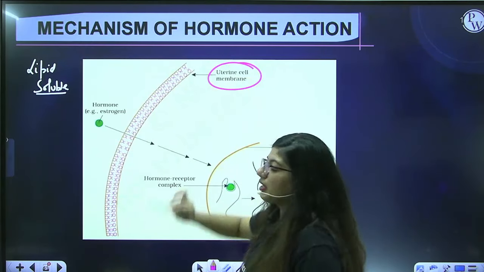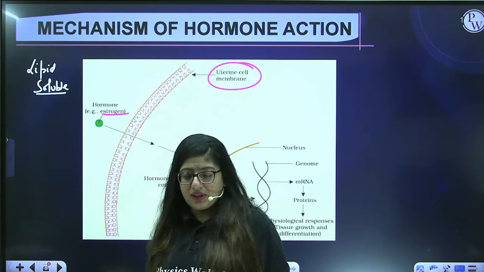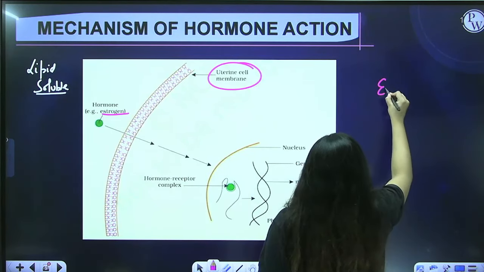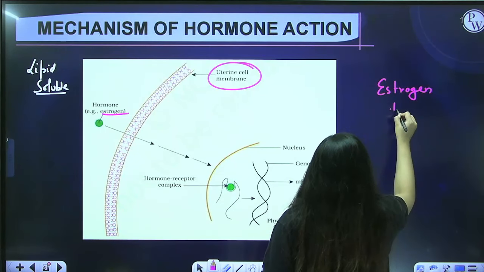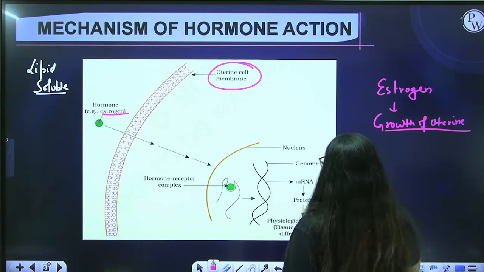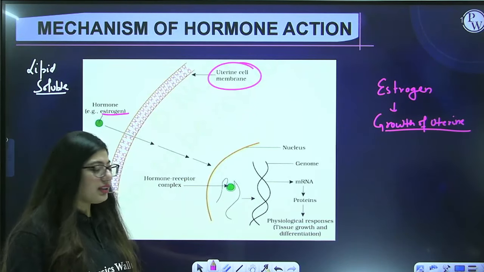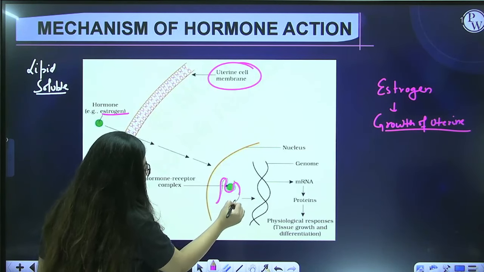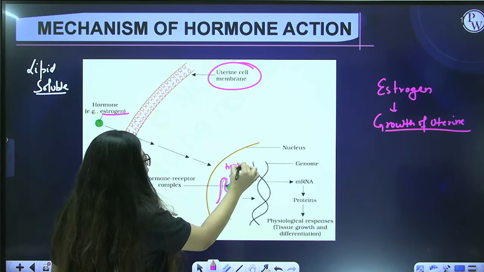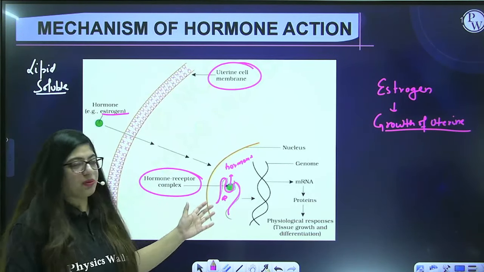Imagine this is a uterus and this is the uterine cell membrane and this hormone is estrogen. One function of estrogen is that it causes the growth of the uterine wall, by cell division. How will it do this? Because it is lipid soluble, its receptor will be present inside the cell, in the nucleus. You can see these are the receptors. So these nuclear receptors will bind to the hormone. This green one is the hormone, and it will form a hormone receptor complex inside the nucleus.